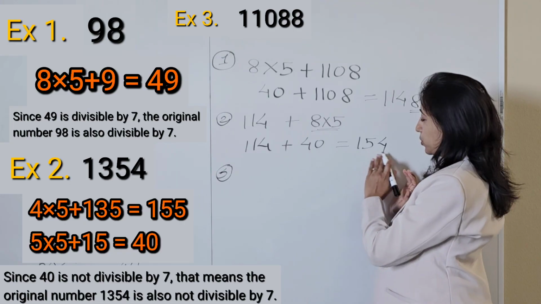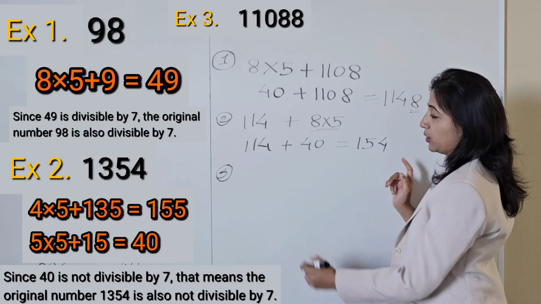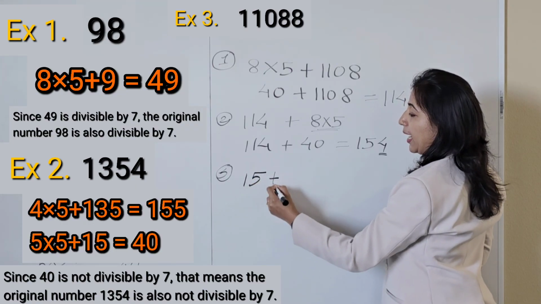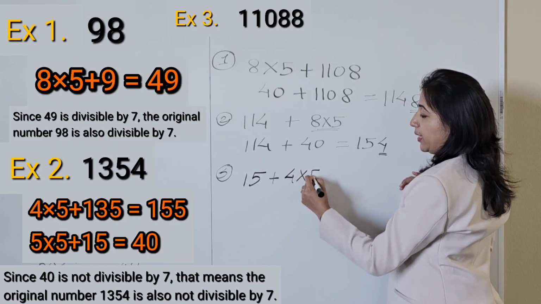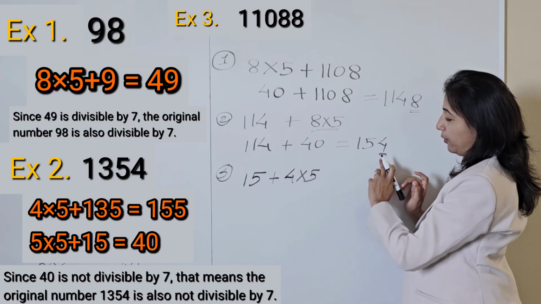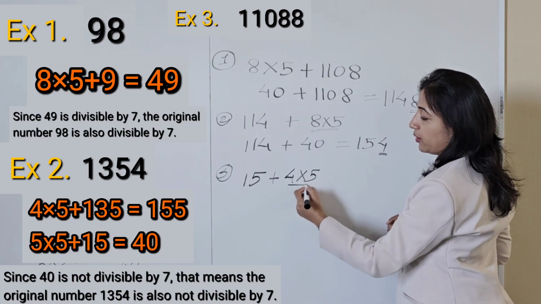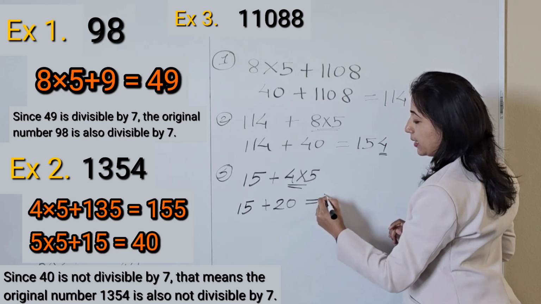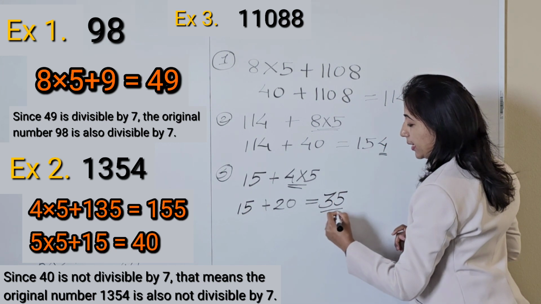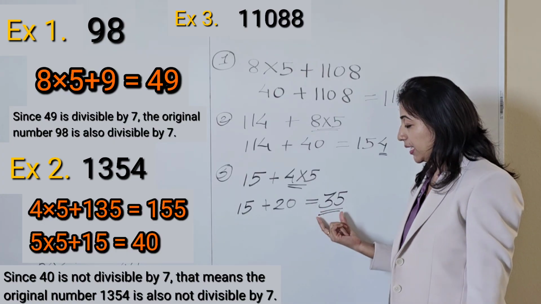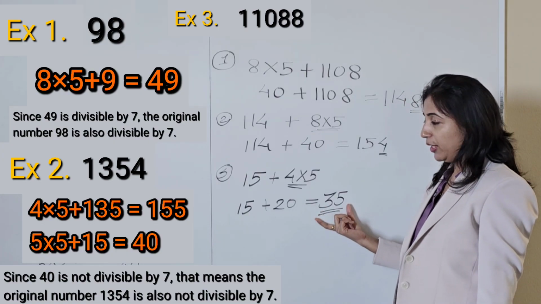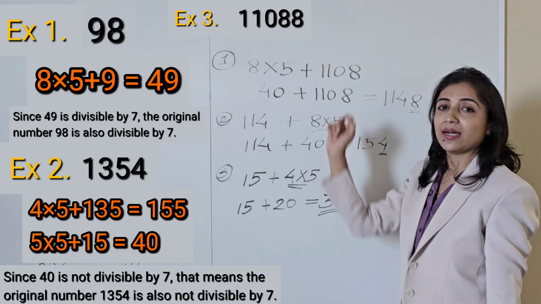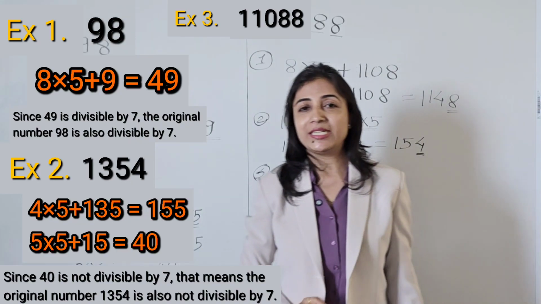But you can repeat this process till we get a small number. Here the last digit is 4, multiply by 5 and add the 15 into it. Here 4 multiplied by 5 is 20, and 20 plus 15 is 35. And we know that 7 fives are 35. Hence 35 is divisible by 7. That means 11088 is also divisible by 7. I hope it is clear to you.